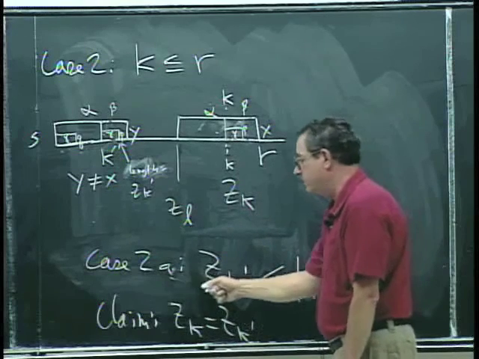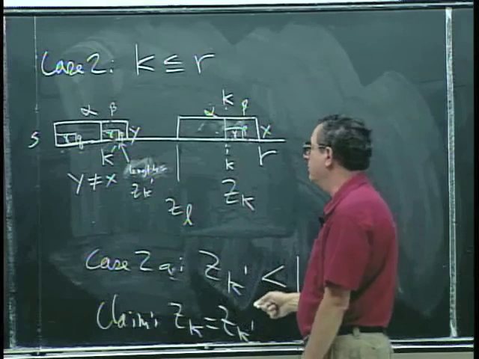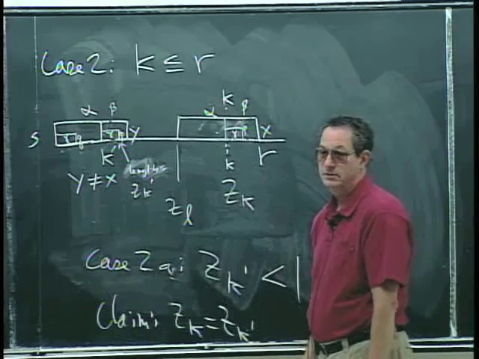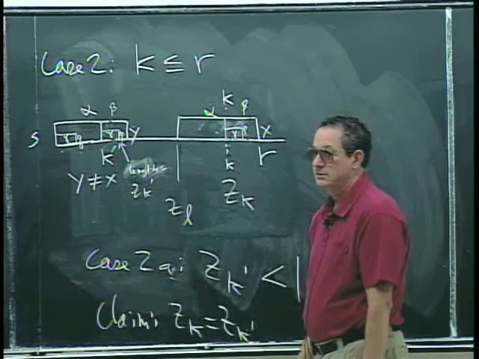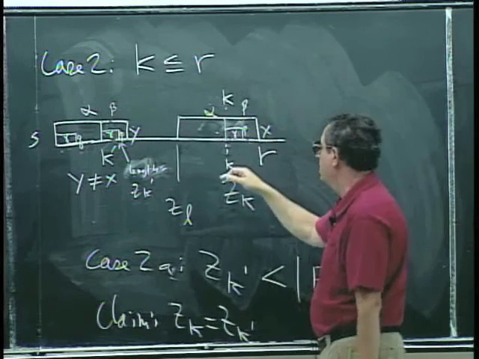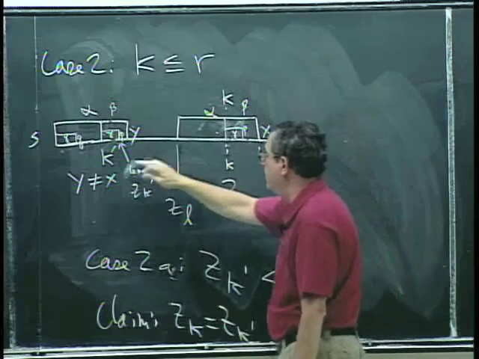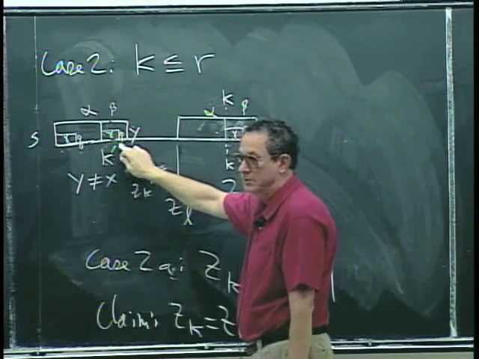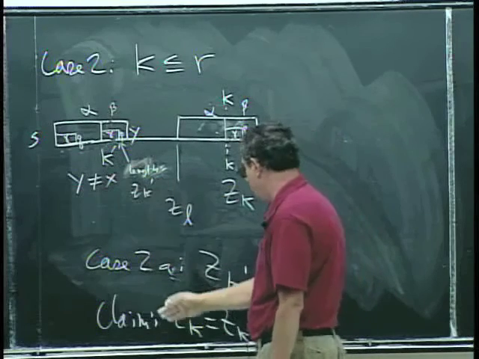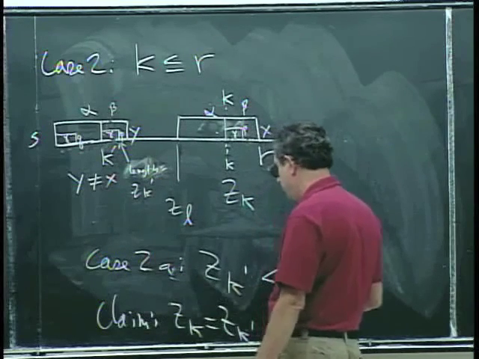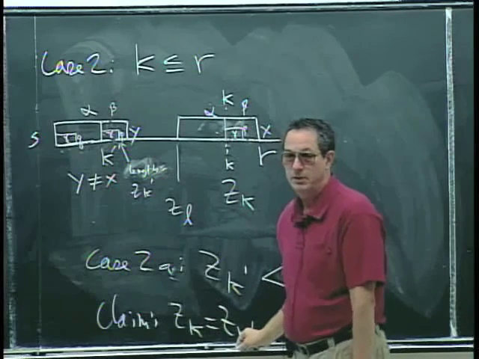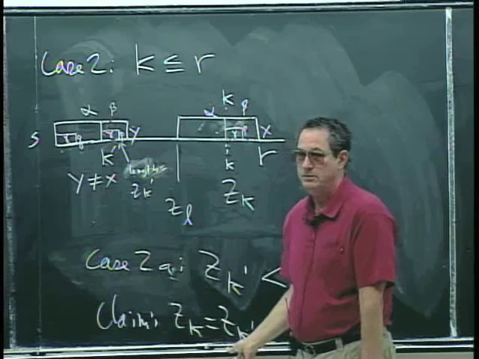So in this case 2a, how many character comparisons do we use to compute ZK? The algorithm wants to compute ZK. It finds that K is less than or equal to R. It figures out what K prime is. It looks up what K prime is. It knows what the length of beta is. It compares ZK prime to the length of beta, finds we're in case 2a, computes ZK, and concludes ZK is equal to ZK prime. And how many character comparisons did that use?